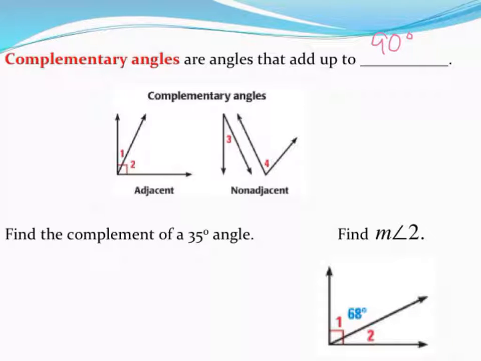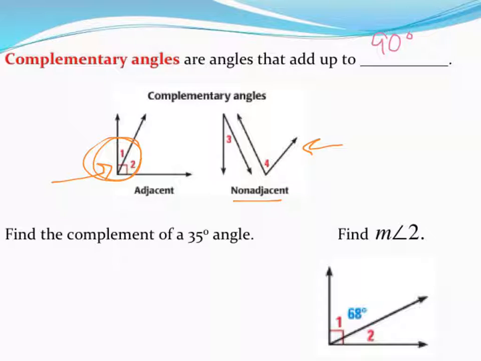Complementary angles are angles that add up to 90 degrees. So you'll often see complementary angles indicated using a right angle symbol, so you will know that that's 90 degrees. Sometimes, though, the angles may not be right next to each other. They may be non-adjacent, even though they are still complementary. So that's sort of just the key words you need to know for this.